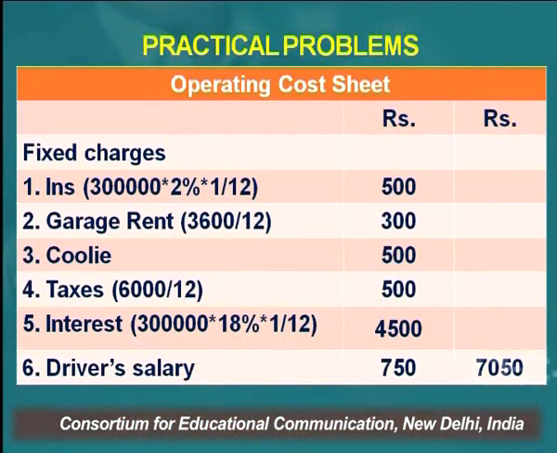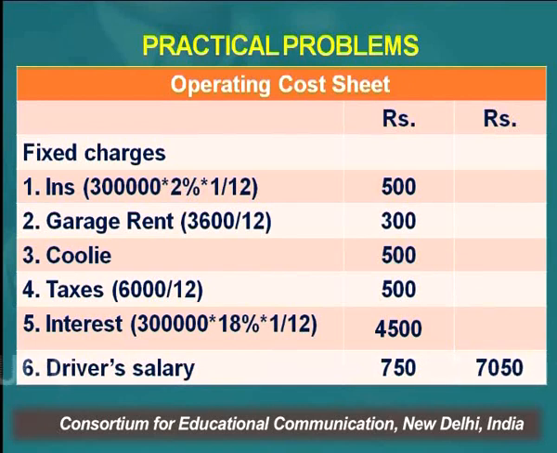Now you calculate the operating cost. As usual, first we take all fixed costs, then we take the variable costs. Fixed standing charges, insurance 2% into 1 by 12, because we are taking monthly ton kilometers, so I am calculating monthly expenses. What will be the insurance charge of each month? That is 2% of 3 lakh rupees divided by 12, which comes to 500 rupees.